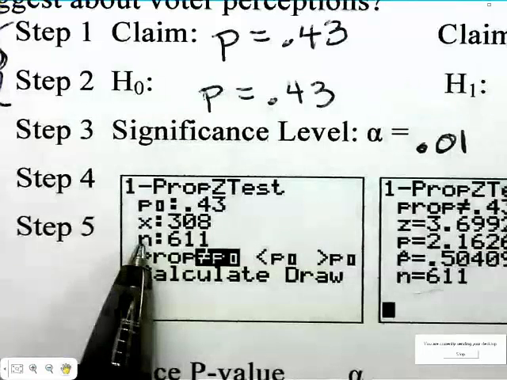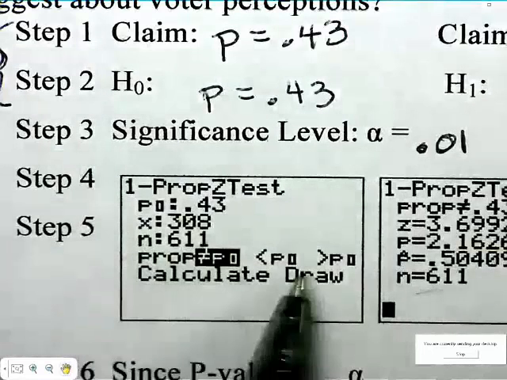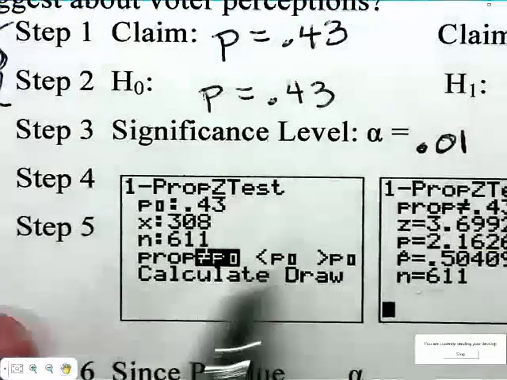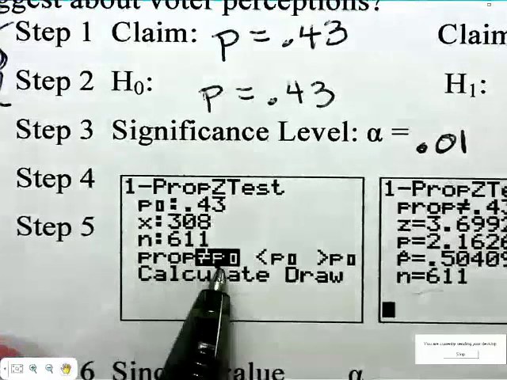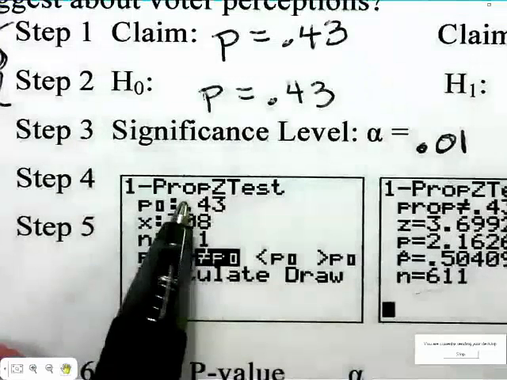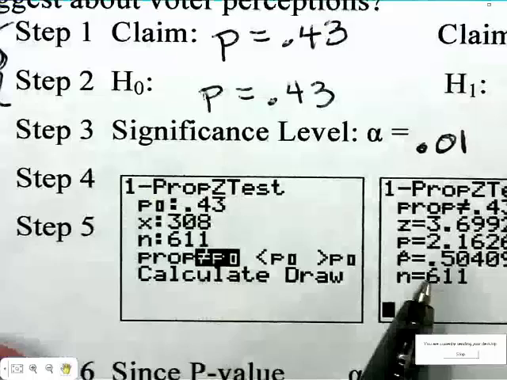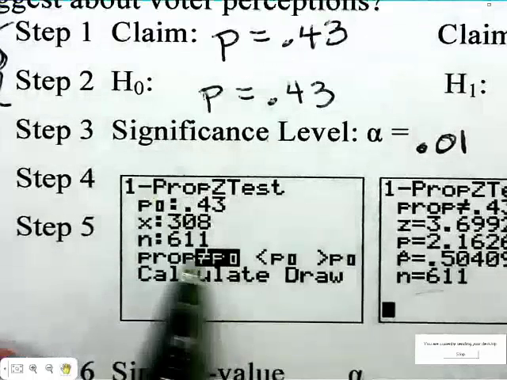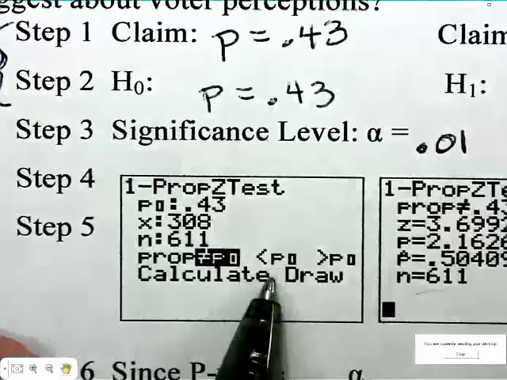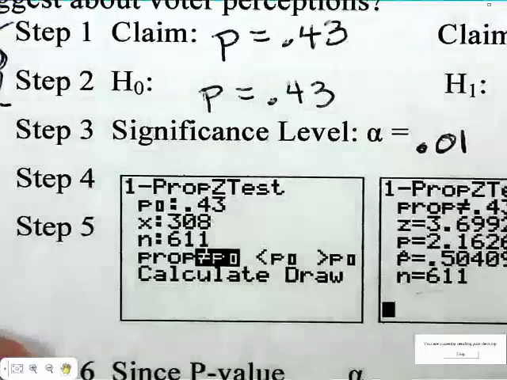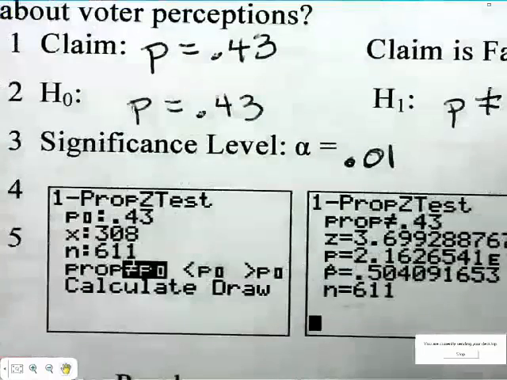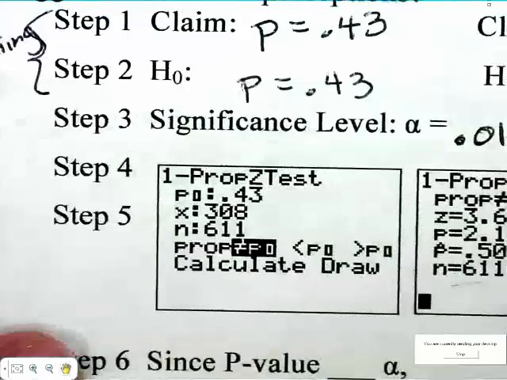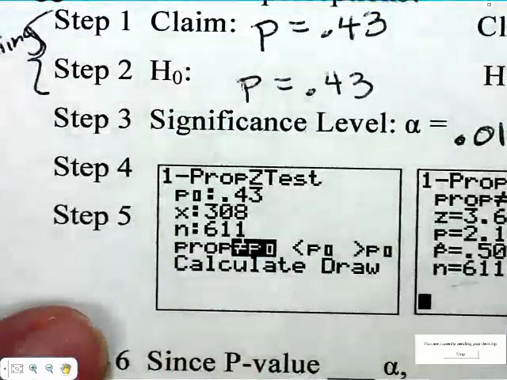And it's very important that you choose the correct symbol here. You're saying either the population proportion doesn't equal 0.43, or it's less than 0.43, or it's greater than 0.43. You always choose the symbol that's in your alternate hypothesis, because that's what's making the calculator get the correct value based on whether this is left tail, right tail, or two-tail test. Since our alternate hypothesis said not equal to, I'm going to make sure I have not equal to highlighted so that the calculator gives me a p-value for a two-tail test.